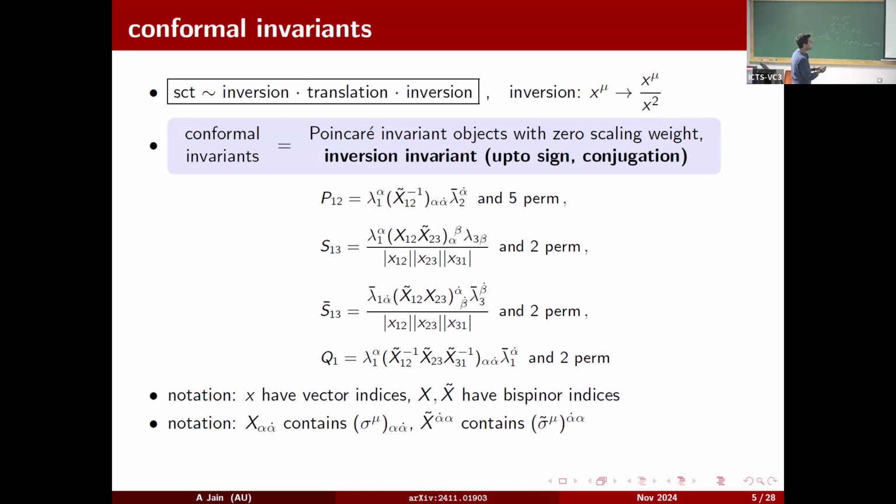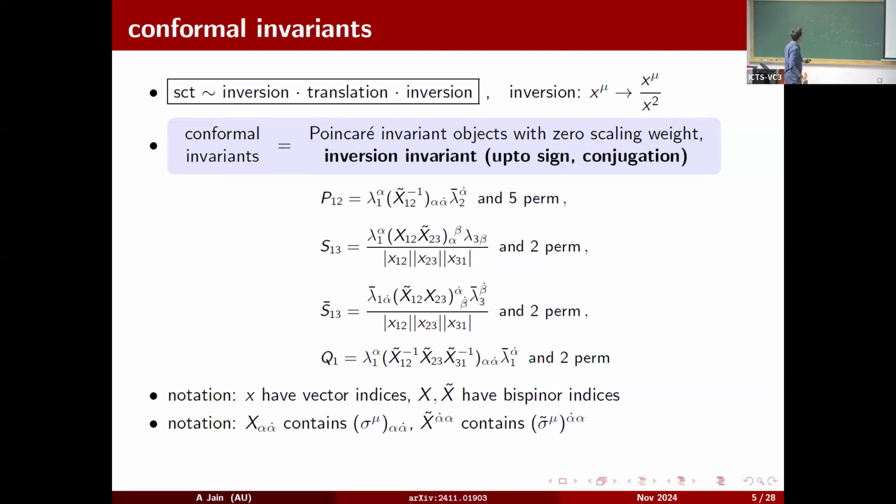Okay, so we have P12, S13, S bar 13, and Q1. P12 under inversion goes as this. S13 under inversion actually goes to its conjugate, which is this. And S13 bar under inversion goes back to S13. Does lambda transform under inversion? It does. So lambda alpha would go as lambda bar alpha dot, and then some x inverse alpha dot alpha, something like this.